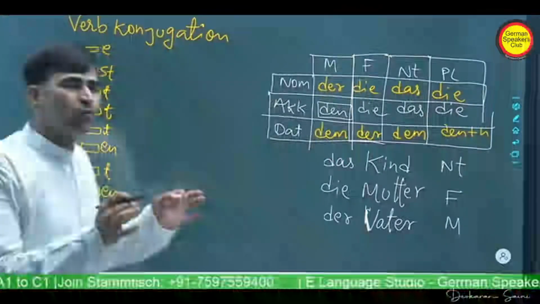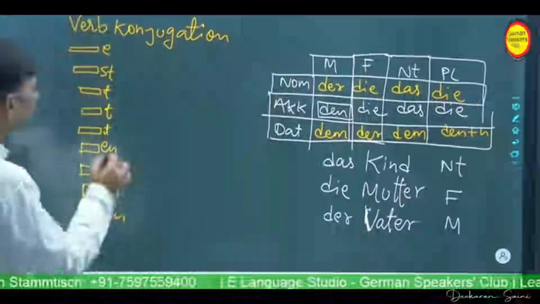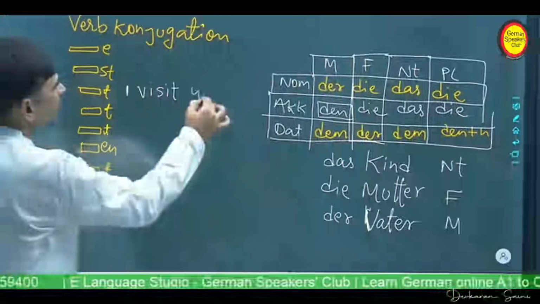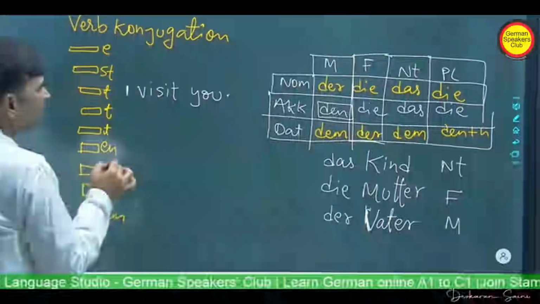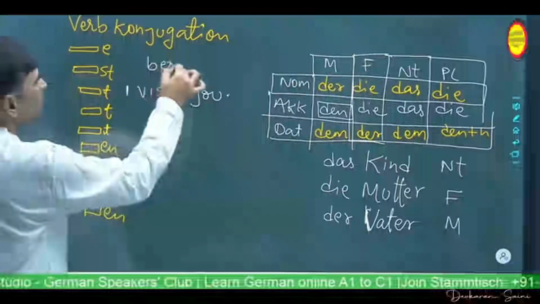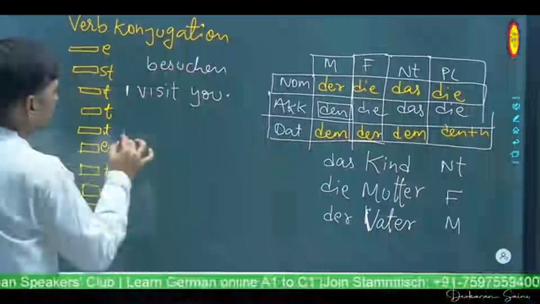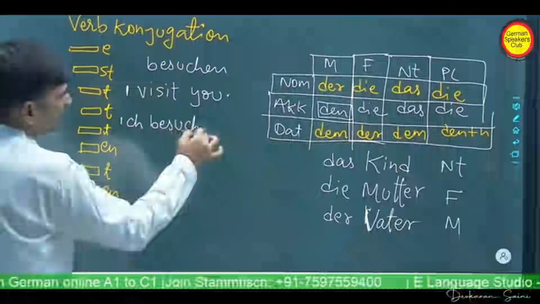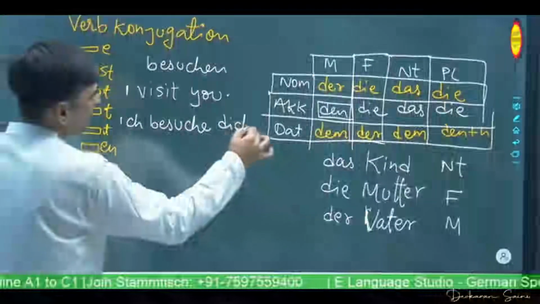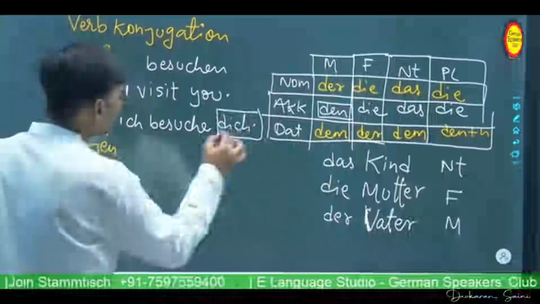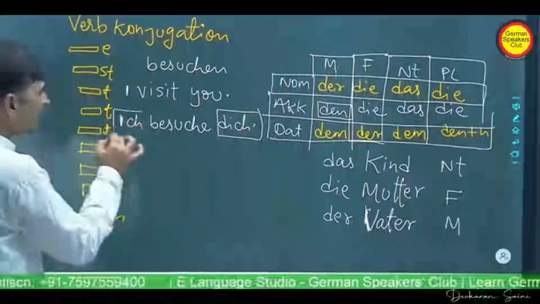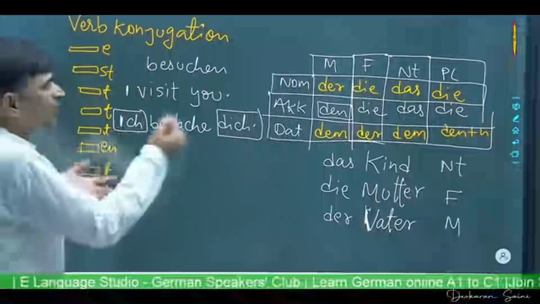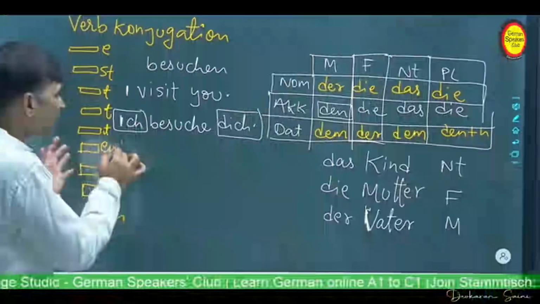So the first table is for masculine, the second table is for feminine, and the third table is for neutral. And the last one that you see is for plural. Here, what did I do? This ich is a pronoun. Now if I say, what was the sentence that we made? I visit you.